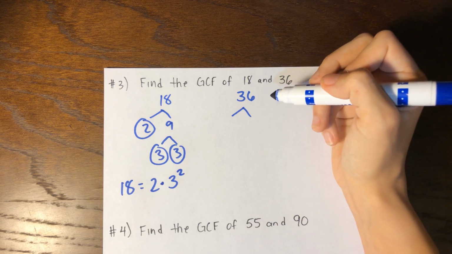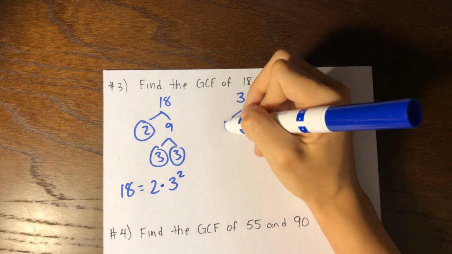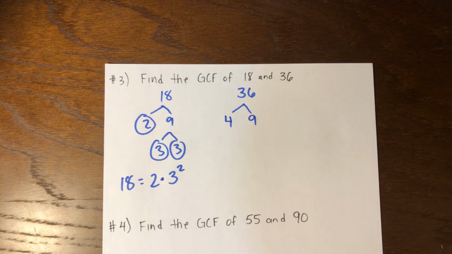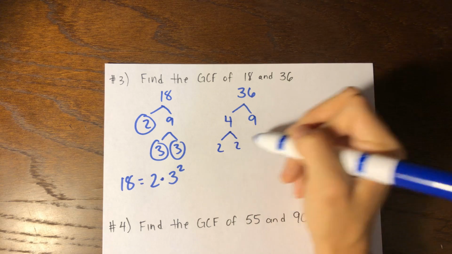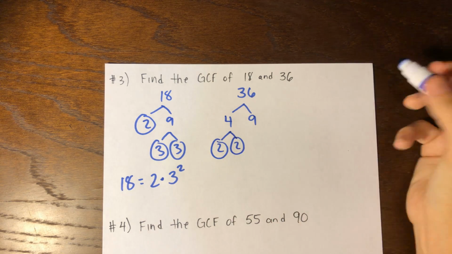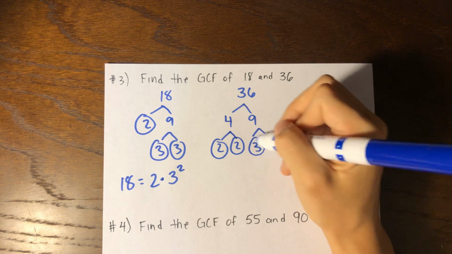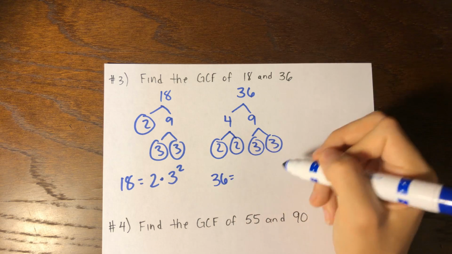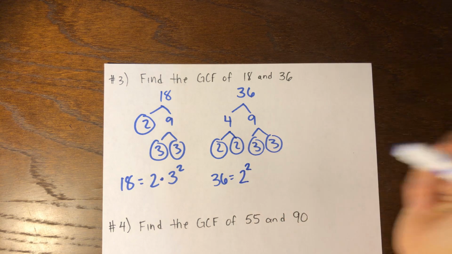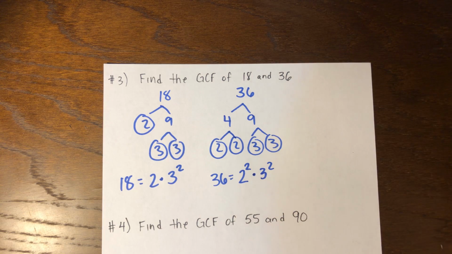36, what 2 numbers can you think of that make 36? I think of 4 and 9. 4 gets broken up into 2 times 2, which are both prime numbers. 9 gets broken up into 3 times 3. So 36 is equal to 2 squared, because there's 2 of them, times 3 squared, because there's 2 of them.